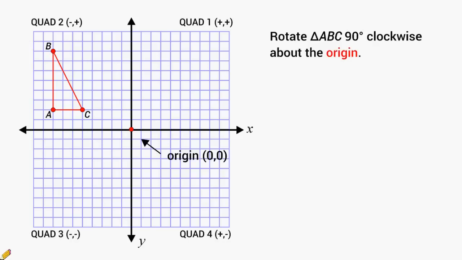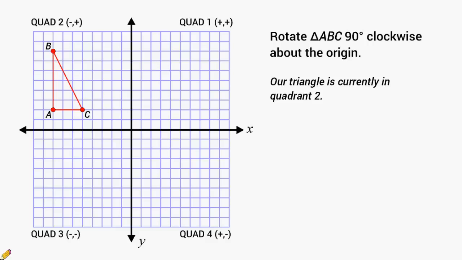Now remember, the origin is just where the x and the y-axis intersect each other. And what we're going to do is move our triangle around the origin in a clockwise direction. The arrow on the screen shows which direction clockwise is. So what we're going to be doing basically is rotating our triangle, which is currently located in quadrant 2, to quadrant number 1.